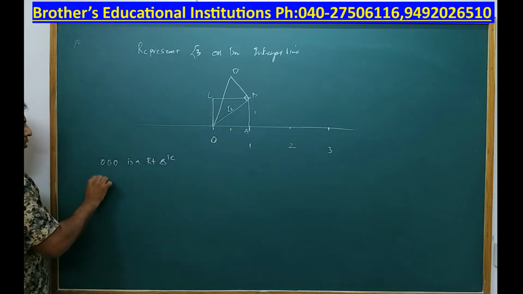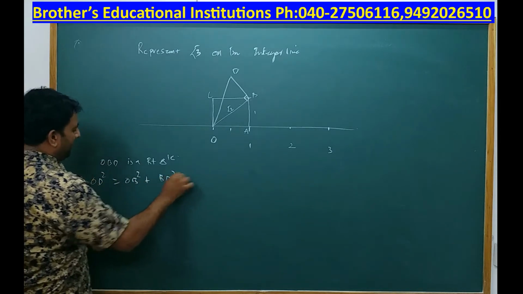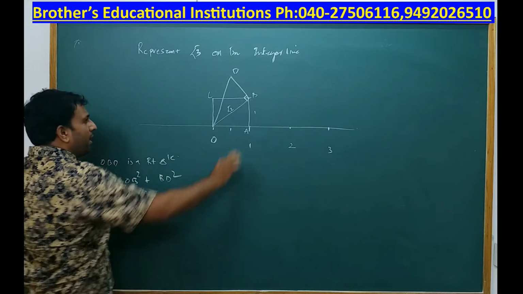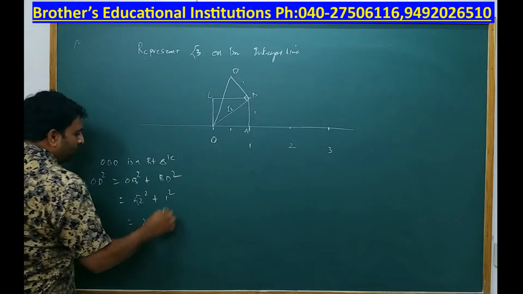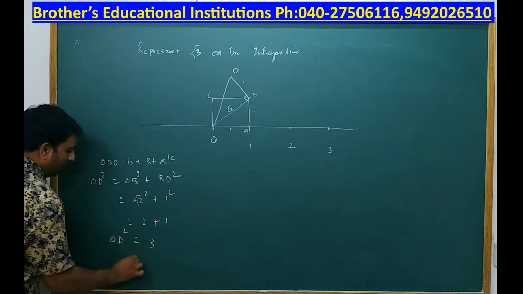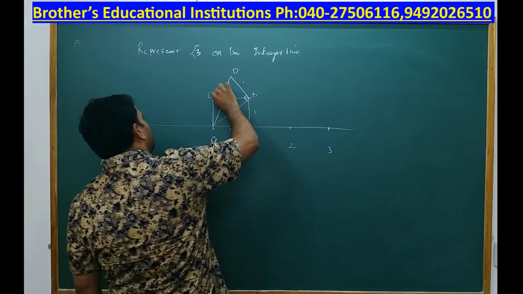And we know that OD square is equal to OB square plus BD square. What is OB square? Root 2 whole square. What is BD square? BD is 1 unit you have taken, so it is 1 square. Root 2 square is 2. 1 square is 1. 2 plus 1 is 3. OD square is equal to 3. What is OD equal to? Root 3.